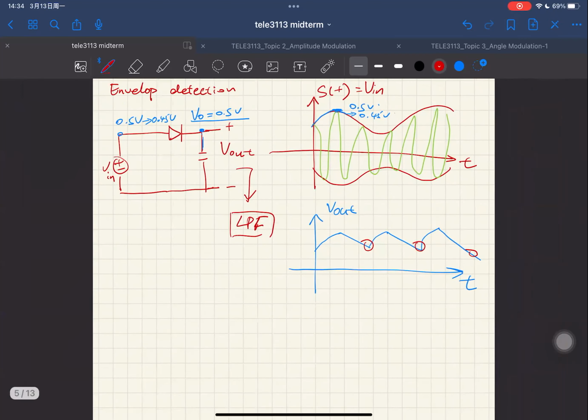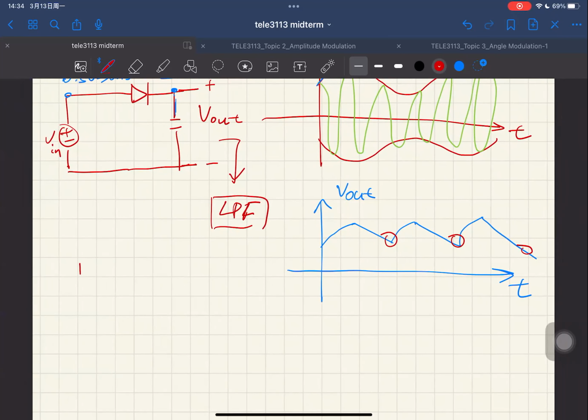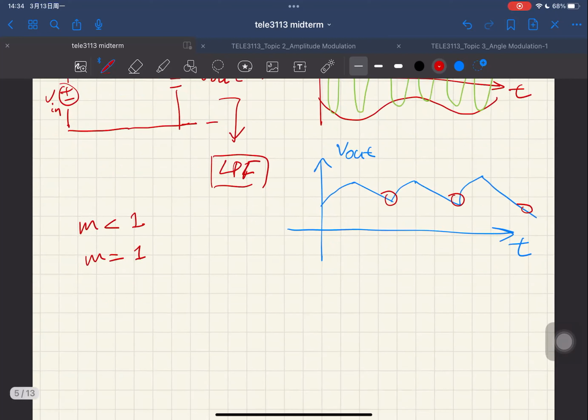So this is about envelope detection. Very important for envelope detection is that we have to look at the modulation index. It only works when the modulation index is smaller than 1. If it equals 1, we can still kind of reform it, but it's on the edge of getting your envelope distorted. If your M is greater than 1, you're going to have a phase reversal, like this.